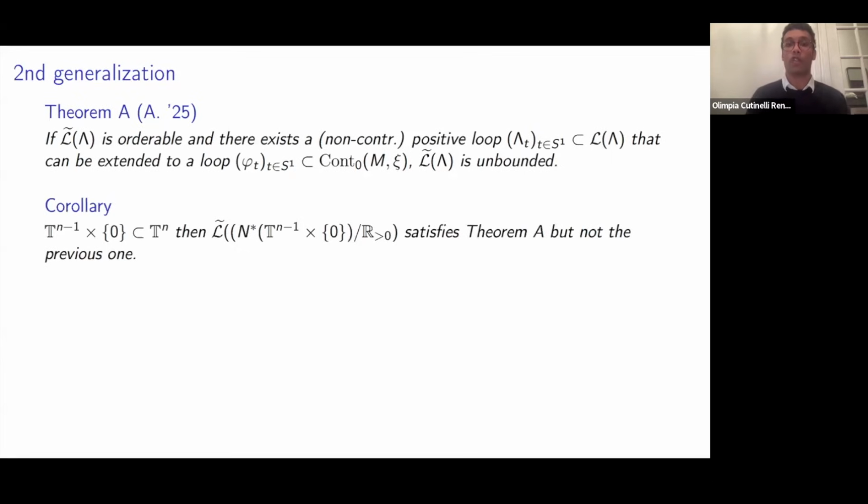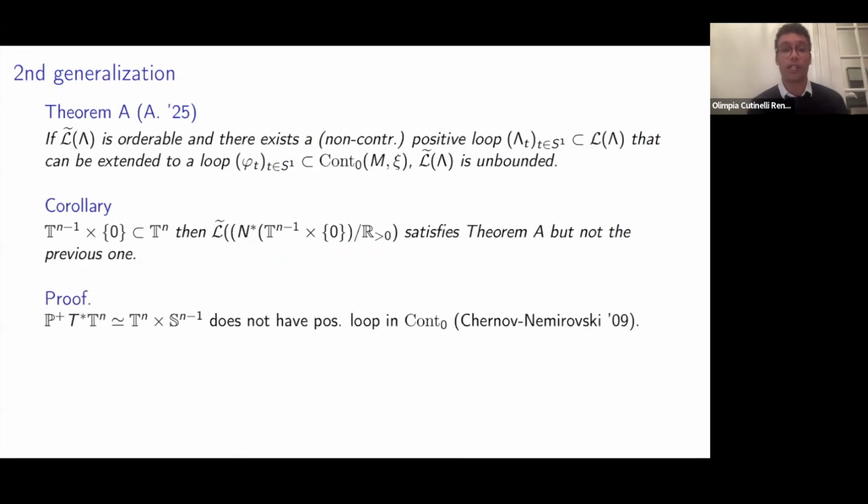A new example of Legendrian whose universal cover Legendrian isotopy class is unbounded is given by this. You take a hypersurface torus T^(n-1) inside T^n. You take its projectivized conormal bundle. Then the universal cover of its Legendrian isotopy class satisfies all the assumptions of theorem A, but it does not satisfy the assumptions of the previous theorems. So this space is unbounded, and we could not deduce unboundedness from the previous theorem.